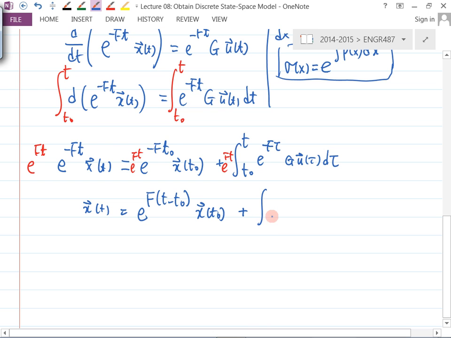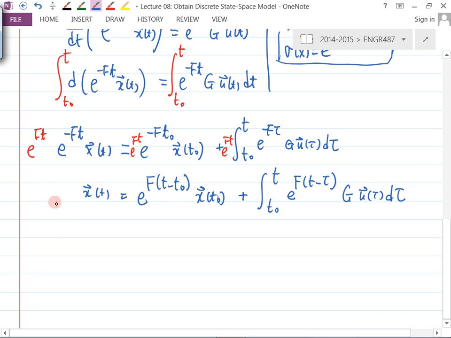So basically, I can move this into here, so that'll give us e to the power of capital F (t minus tau), isn't it? Okay. There. That's the solution. Okay. So this is basically the solution for the continuous state space model.